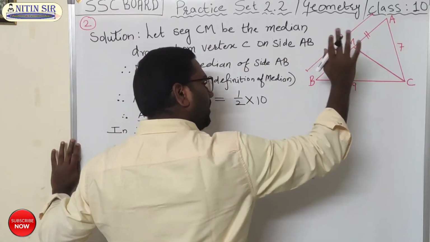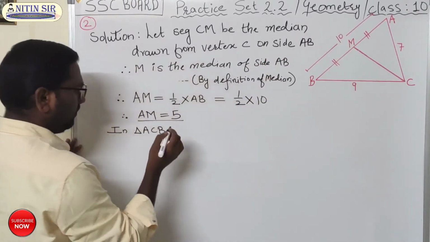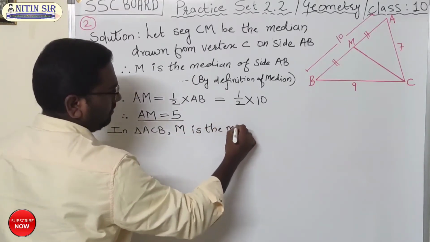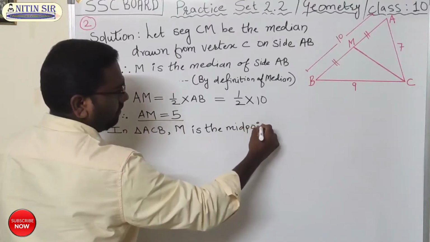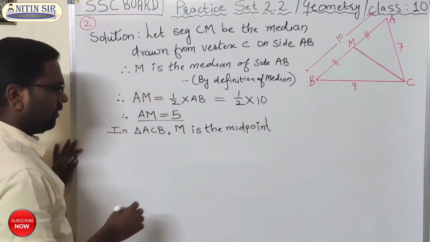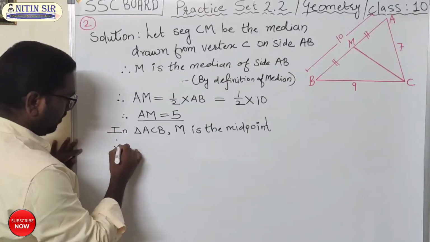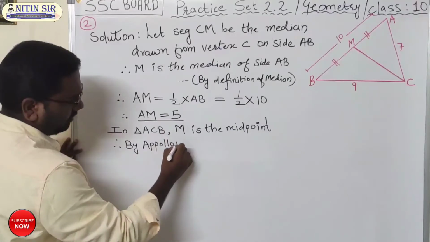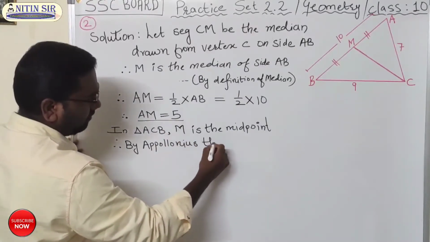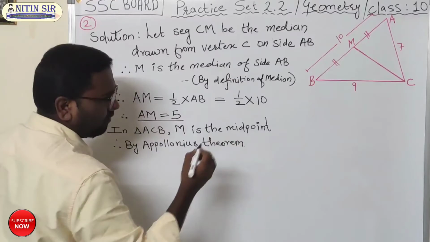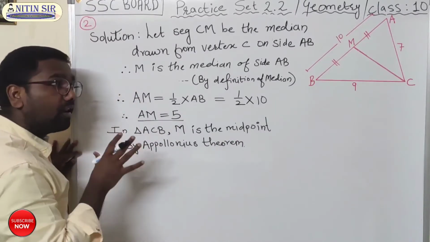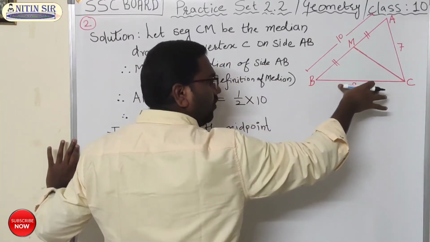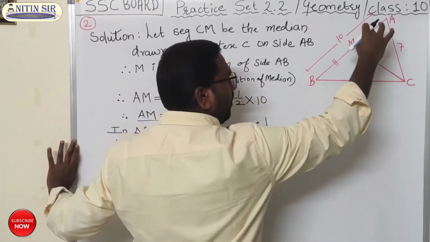M is the midpoint of the segment, so CM is the median. Therefore, by Apollonius theorem, same, we have to apply the same theorem. What does it say? AC square plus AB square is equal to 2CM square plus AM square.